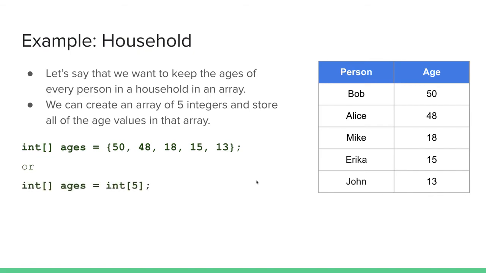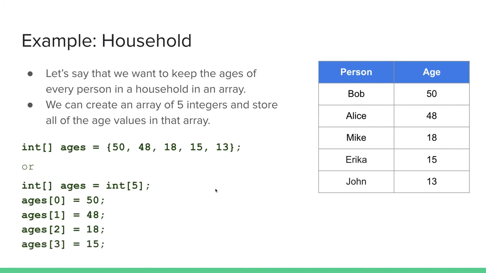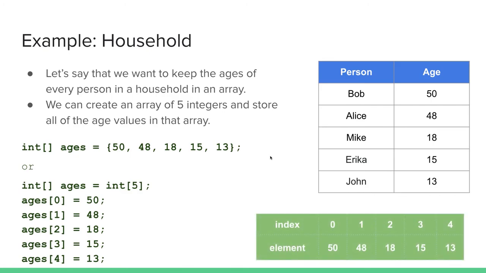Alternatively, we can create an empty array of size 5. Then we can initialize every value one by one: ages index 0 is 50, ages index 1 is 48, ages index 2 is 18, ages index 3 is 15, and finally ages index 4 is 13. And then our array will look like this in our memory.